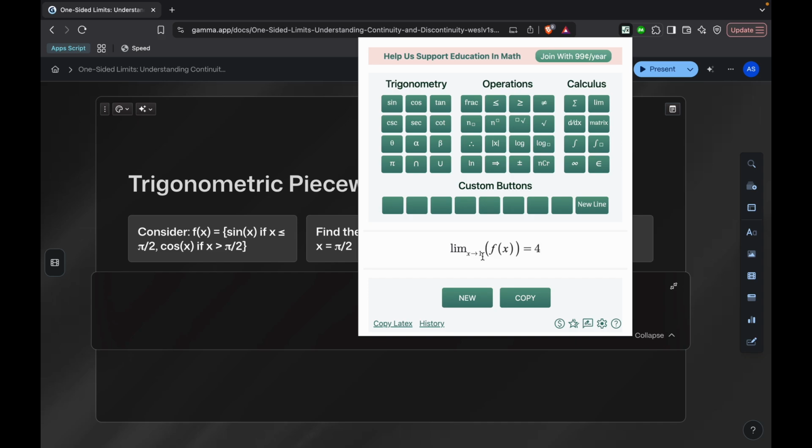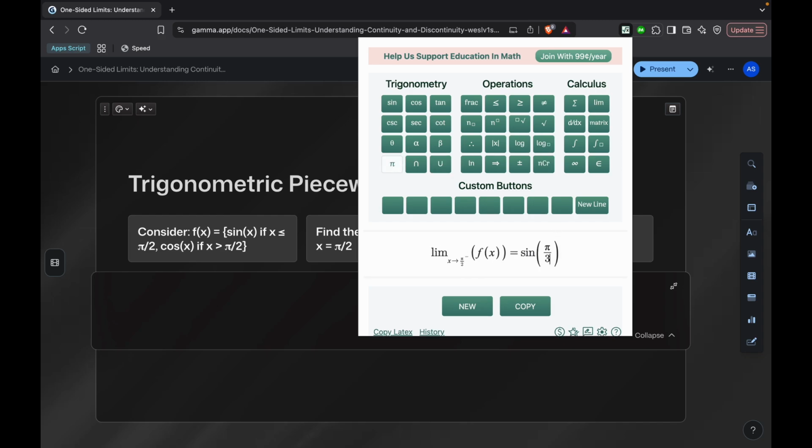If we have the limit as x approaches pi over 2 from the left side of f of x, this is going to be equal to sine of that same pi over 2, which is equal to 1.